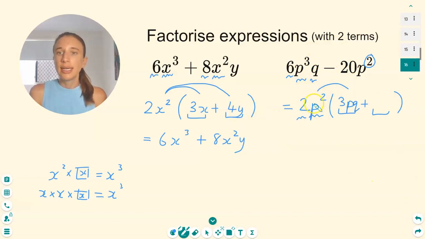Now we're checking this next number. Ignore the negative for now. 2 times what gives me 20? 2 times 10 gives me 20. And then we look at the signs. How can we go from positive to negative? Positive 2 times negative 10 gives me negative 20. Different signs means negative. So we rewrite that there, and we see that 2p squared times negative 10 does give me negative 20p squared. So we're done with this question.